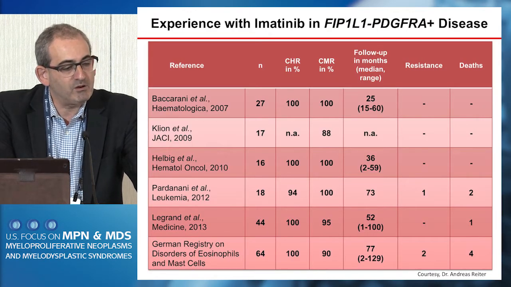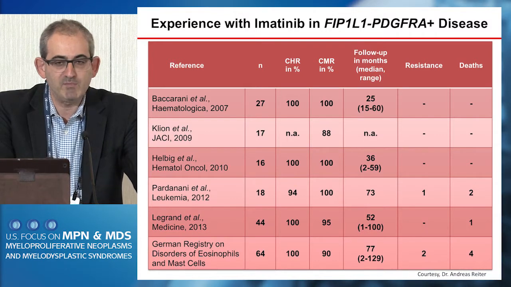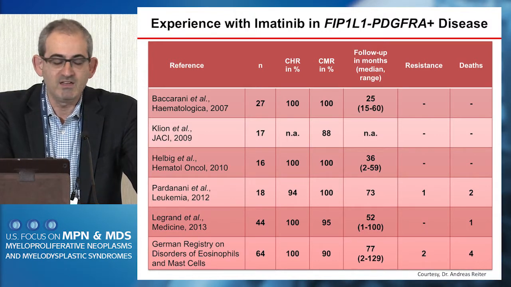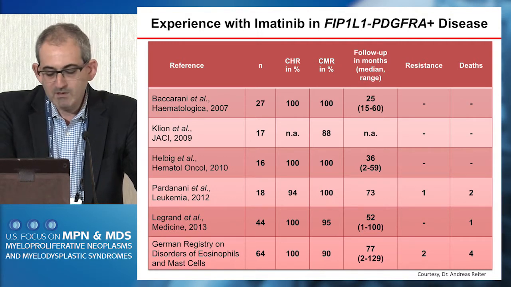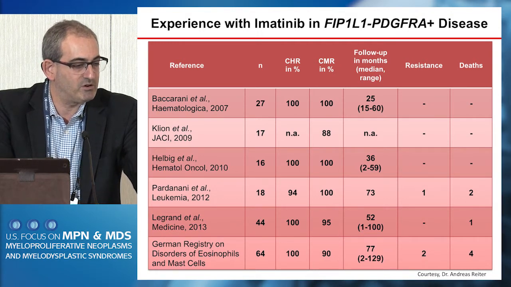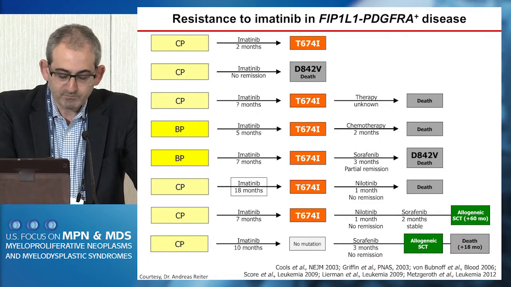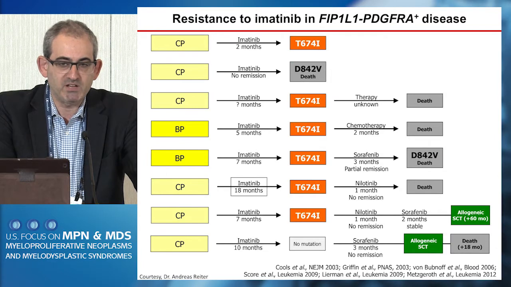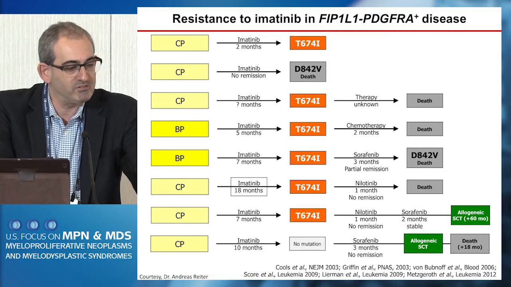If you look at case series of this disease, you can see that CHRs and CMRs, complete hematologic and complete molecular remissions, are very, very high, approaching basically 90 to 100%. And you can see that the number of cases of resistance or death are very low. However, if you get one of these two mutations, some would say that the ball game is over. I'm a little bit less pessimistic.